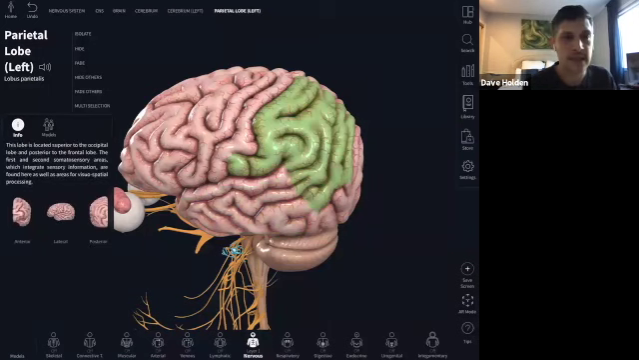Parietal lobe is mainly dealing with somatosensory integration. That is a very fancy way of saying body sensory integration, just integrating all the senses that you get from your body. They integrate things like touch and movement and taste and smell.